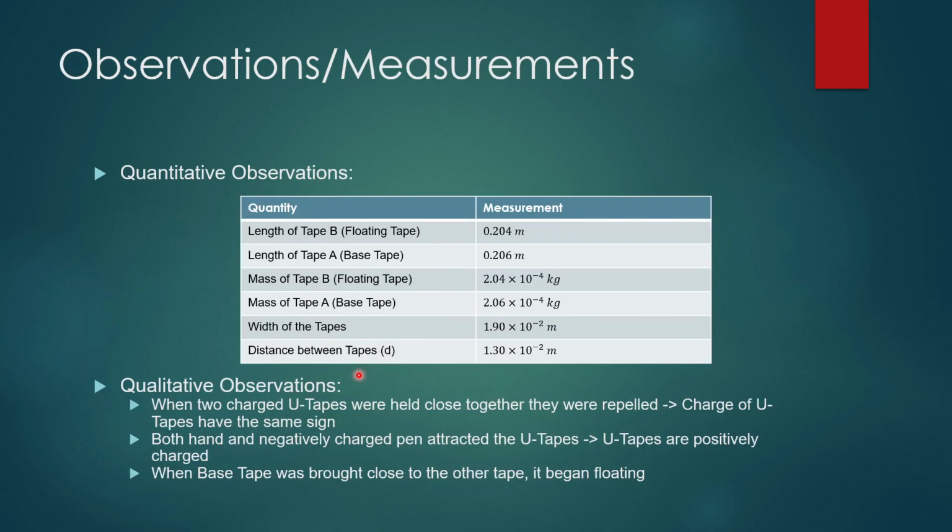Now for observations. Like Lab 1, I measured the length and mass of tapes A and B, the width of the tapes, and the distance between the tapes. Also, I found that when two charged U-tapes were held close together, they were repelled, and this told me that the charge of the U-tapes have the same sign. Also, both my hand and the negatively charged pen attracted the U-tapes, and the latter told me that the U-tapes are positively charged. And finally, when the base tape was brought close to the other tape, it began floating.